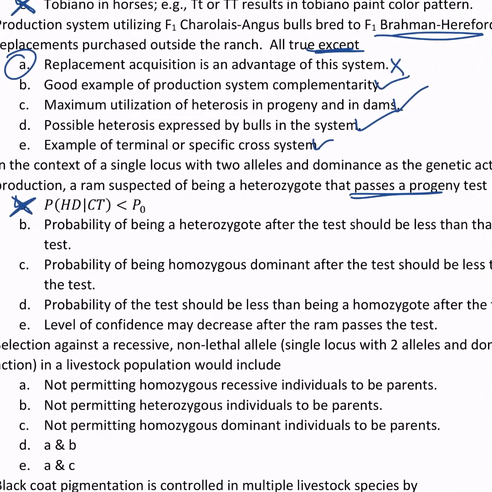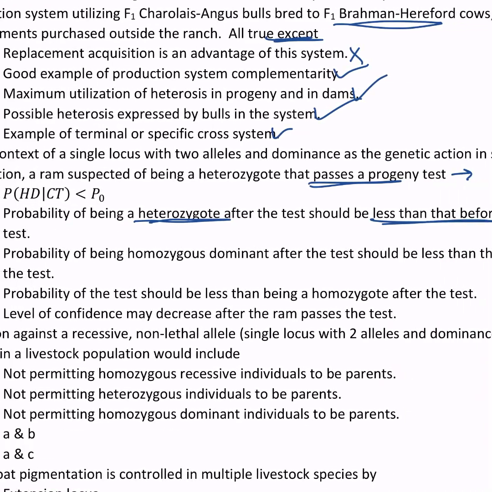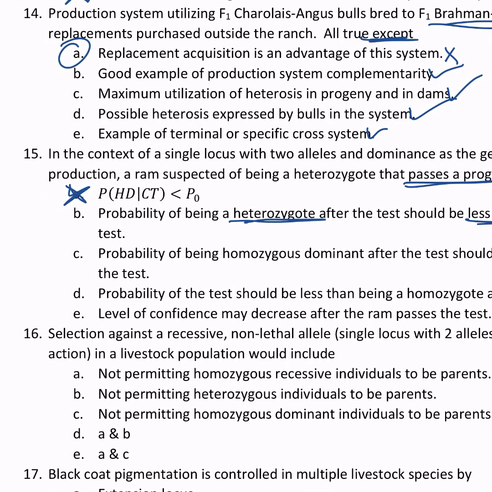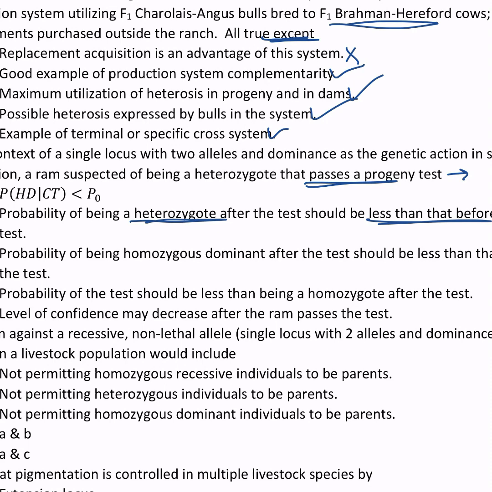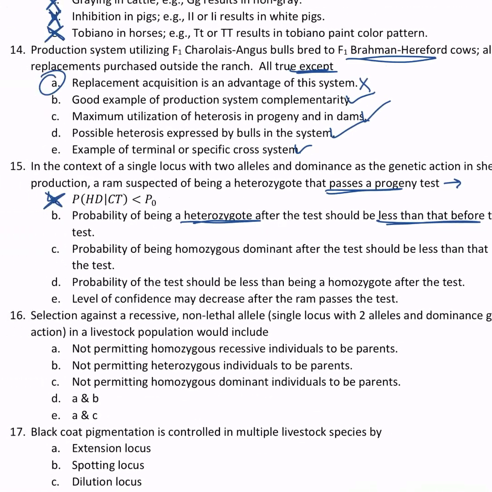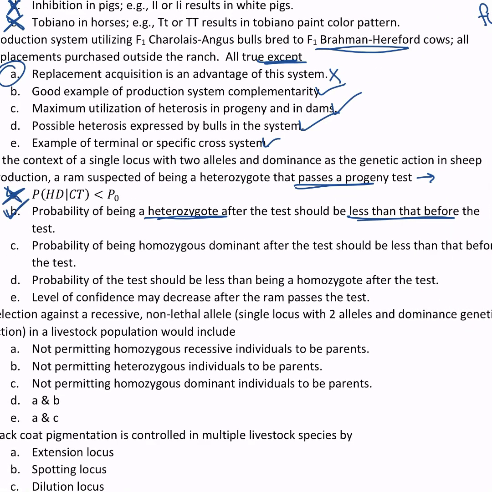Probability of being a heterozygote after a test should be less than before the test. He's obviously not homozygous recessive, so he can only be homozygous dominant or a heterozygote. If he passes a progeny test, his probability of being homozygous dominant increases, meaning that his probability of being a heterozygote has to decrease. So B is correct. Let's go ahead and look to make sure that there is no other correct answer choice.